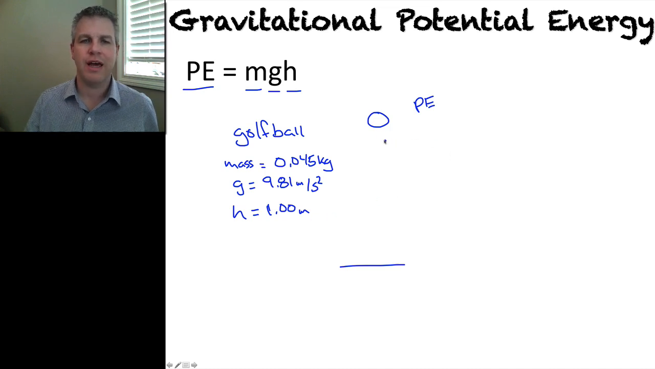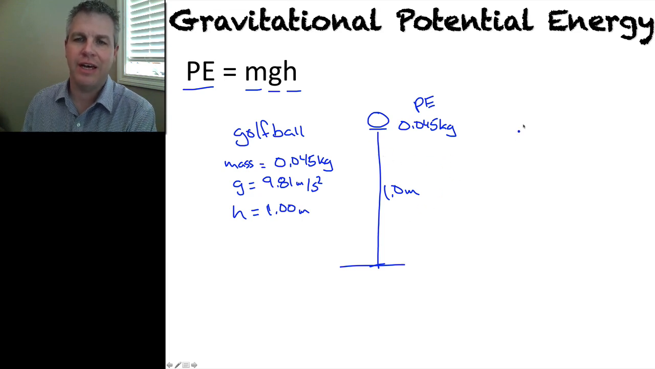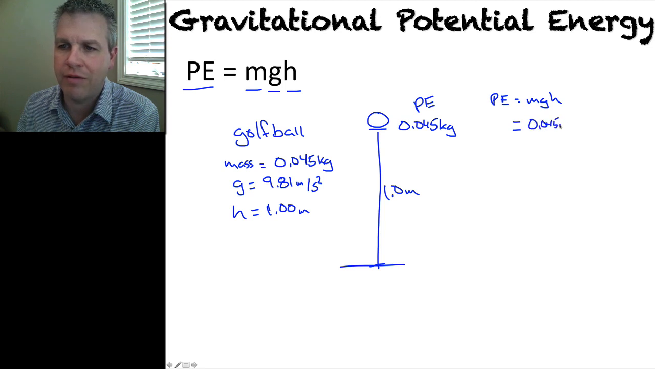Okay, and if I want to calculate the potential energy that this ball has by putting it 1.0 meters above the ground, and I know that the mass of my ball is 0.045 kilograms, and I know the acceleration of gravity, I should be able to calculate this. So let's do that right now. So potential energy is equal to mass times gravity times height. My mass is 0.045 kilograms times 9.81 meters per second squared, multiplied by my height, which is 1.00 meters.